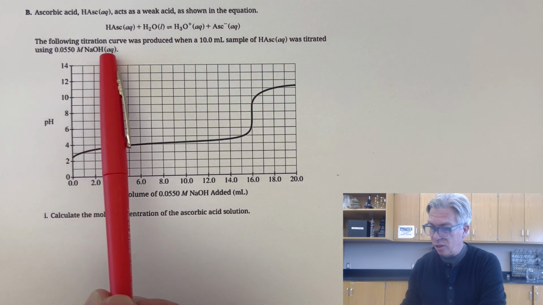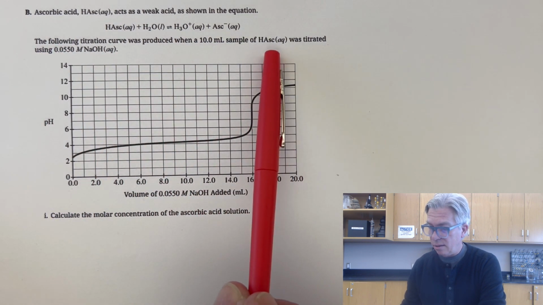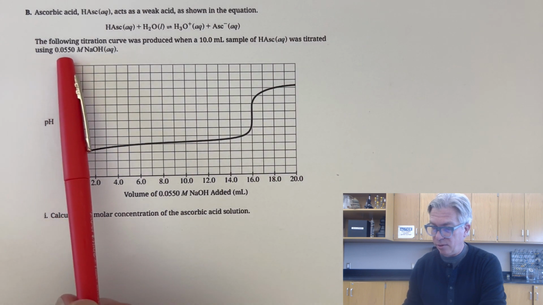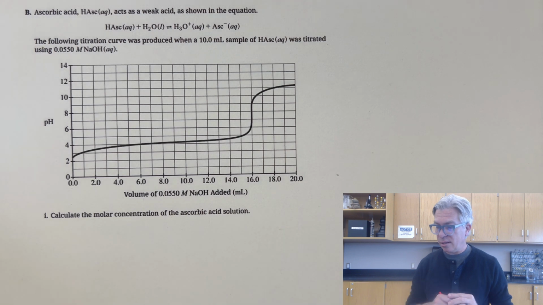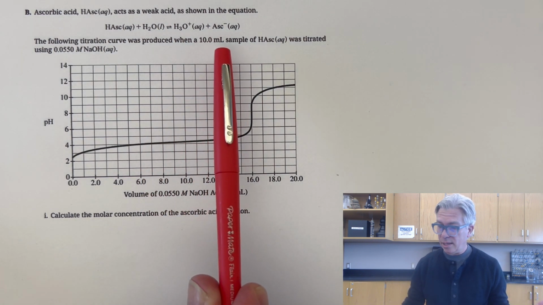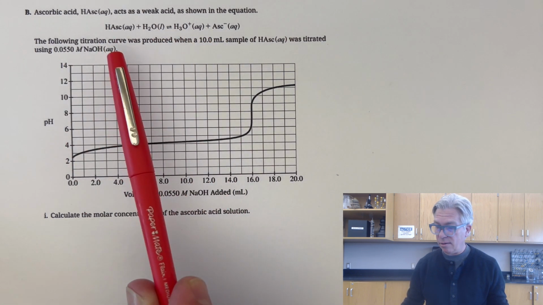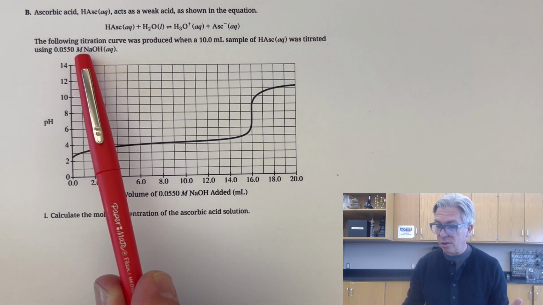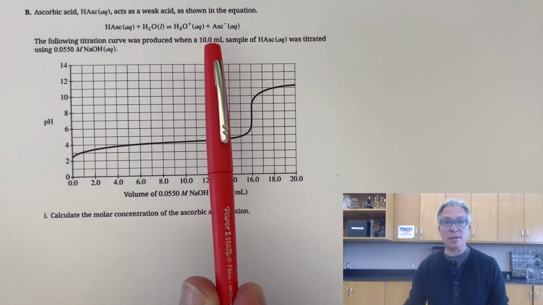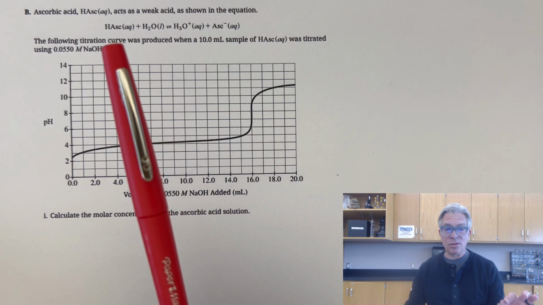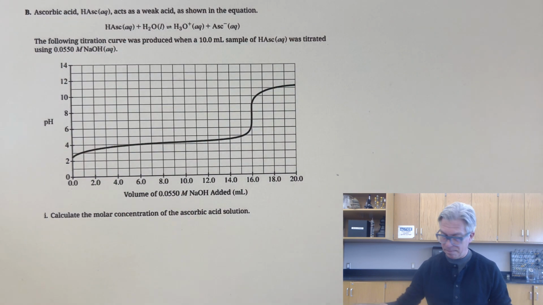The following titration curve was produced when 10 milliliters of ascorbic acid was titrated using a 0.055 molar NaOH solution. Calculate the molar concentration of the ascorbic acid solution. All right, so this is going to be a titration question. And we have an amount and a volume, we don't have the volume quite yet, of sodium hydroxide, and we want to know the molar concentration of the ascorbic acid in this 10 milliliters. So to me, that signals a 3-step stoichiometry calculation.